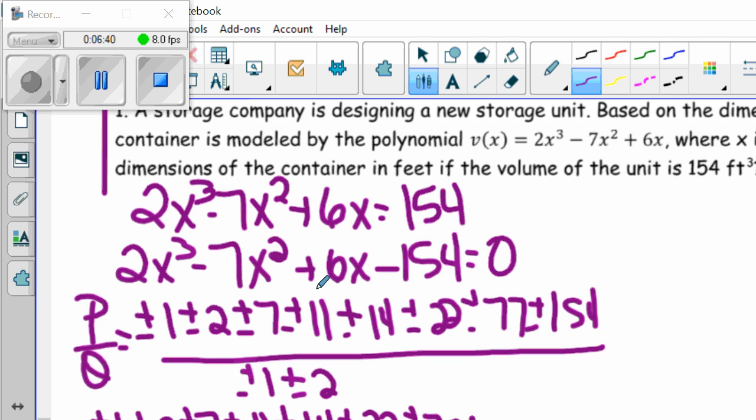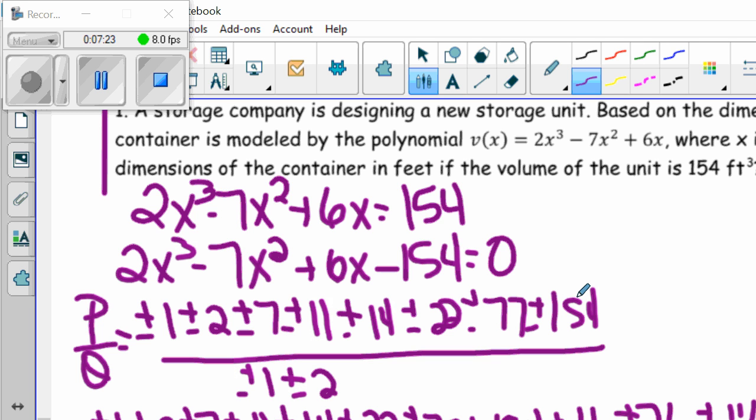Plus or minus 77, plus or minus 154. Everything on top divided by 2, so positive negative 1/2. 2 divided by 2 is just 1, right? 7 divided by 2, so positive negative 7/2. Positive negative 11/2. 14 divided by 2 is 7. I already have that. 22 divided by 2 is 11. So 77 divided by 2, so positive negative 77/2. And then, okay, so those are going to be all of our options right there.